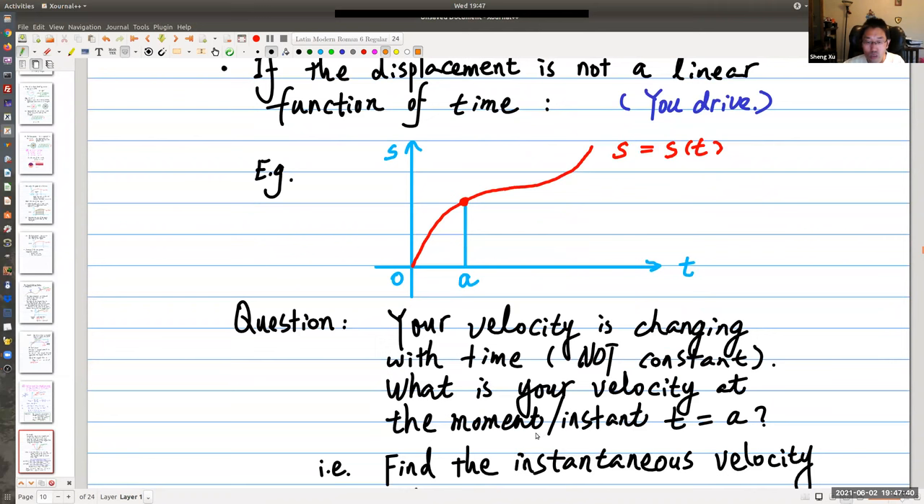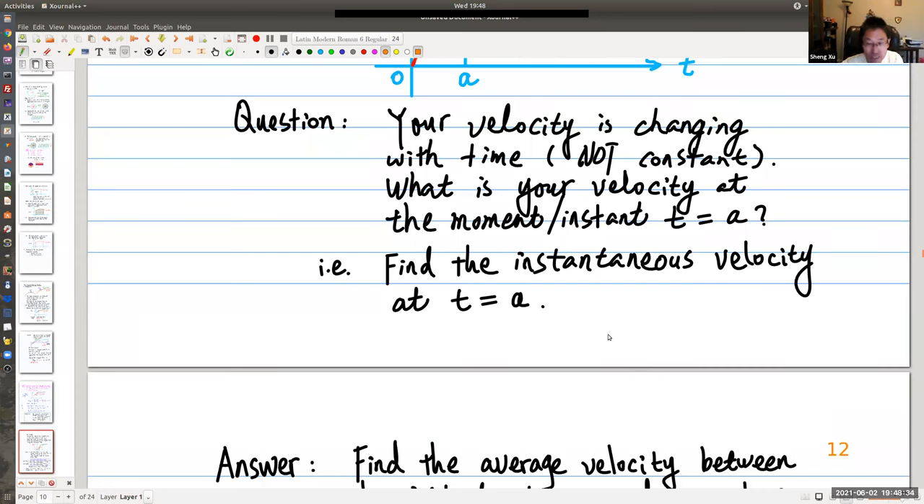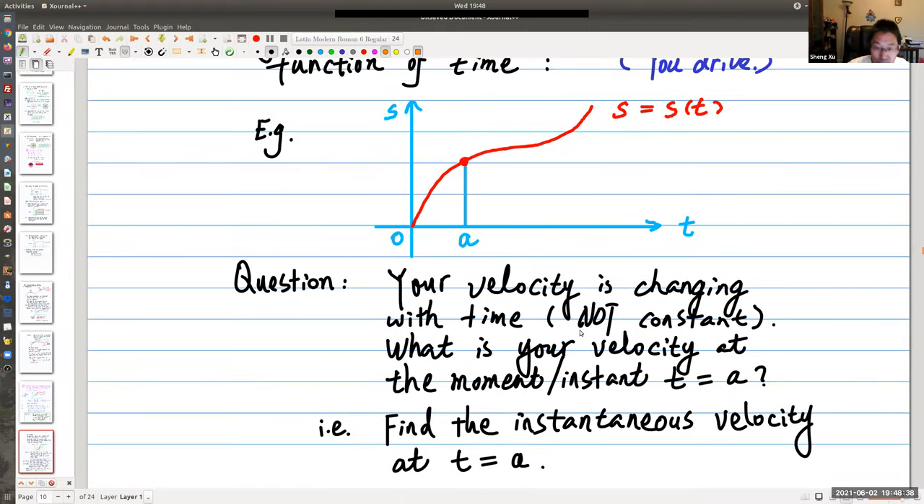That velocity at a particular moment is called the instantaneous velocity in physics. Sometimes we say velocity should be mentioned with regard to a period of time. No, velocity can be mentioned for a particular moment. I think you have that experience if you played basketball or baseball. When you catch the ball, at that moment you can feel the velocity of the ball. If the ball is faster, your hand is hit harder. If the ball is slower, your hand is hit softer. So we do have an instantaneous velocity at that particular moment, t equals a, but how to find it?